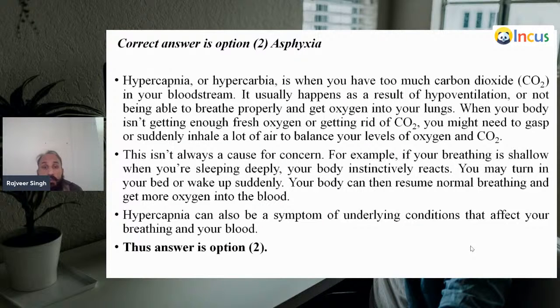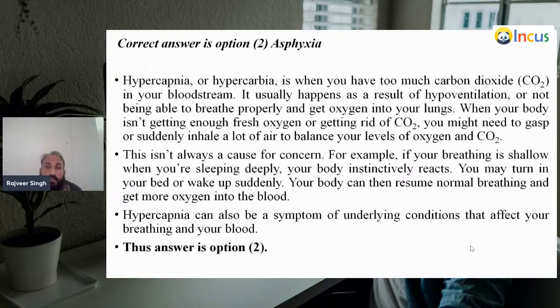It usually happens as a result of hypoventilation, or not being able to breathe properly and get oxygen into your lungs. When your body is not getting enough fresh oxygen or getting rid of the CO2, carbon dioxide, you might need to gasp or suddenly inhale a lot of air to balance your level of oxygen and CO2. This is not always a cause of concern.